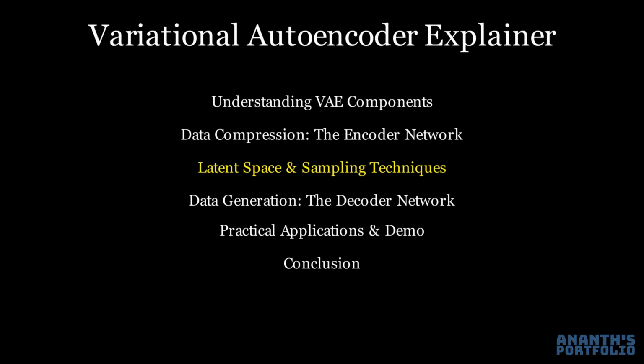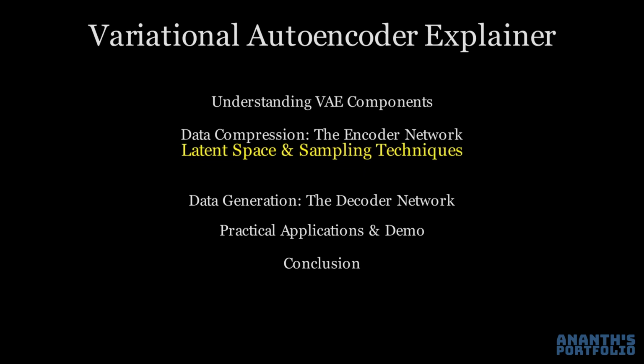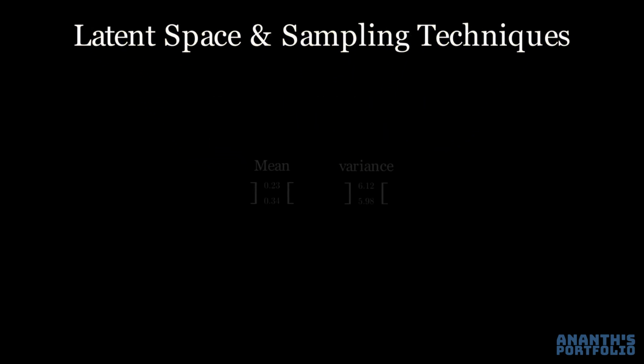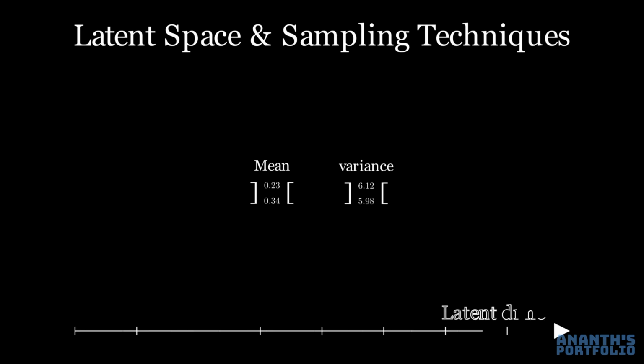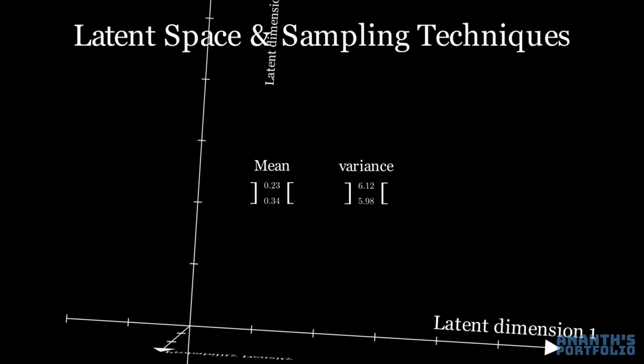How do we use these mean and variance values to sample points in latent space? And how does this sampling enable us to reconstruct or even generate entirely new data? Now we know how the encoder creates these probabilistic representations, let's explore how we use these mean and variance values to sample points in latent space, and how to make the sampling process differentiable.